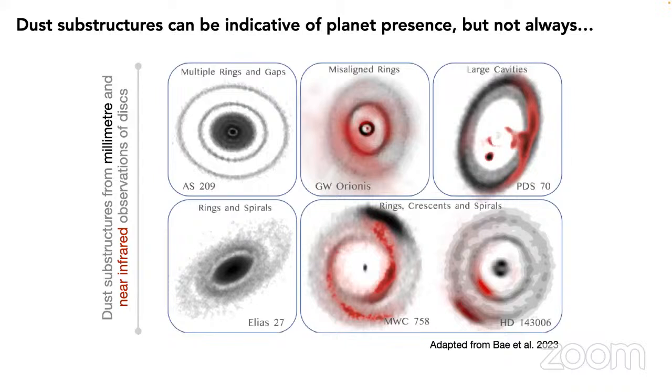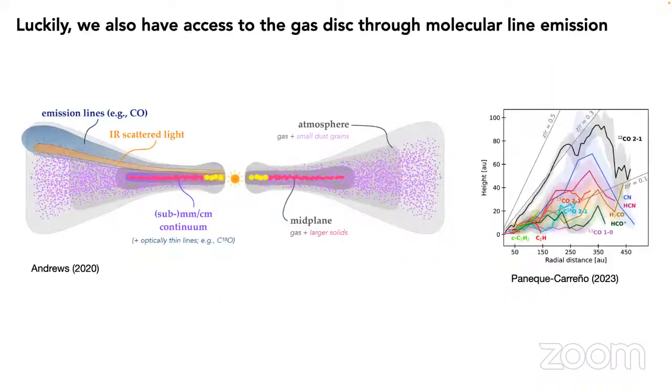We know from theory that planet-disk interactions can create things like gaps and rings, spirals, or asymmetries in the millimeter and also in scattered light. But we also know that other physical mechanisms, like hydrodynamic instabilities, gravitational instabilities, and winds, such as magnetic winds or evaporative winds, can lead to very similar substructures. So, luckily, ALMA also gives us access to the bulk of the gas material through molecular line observations.